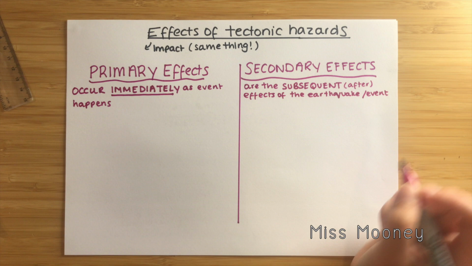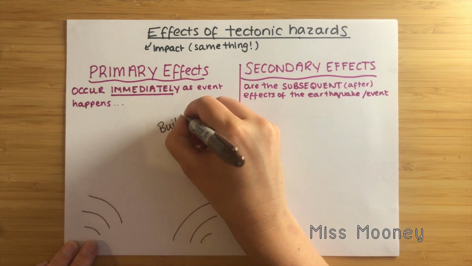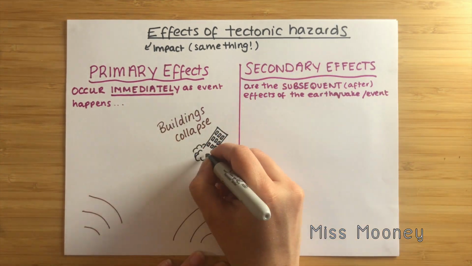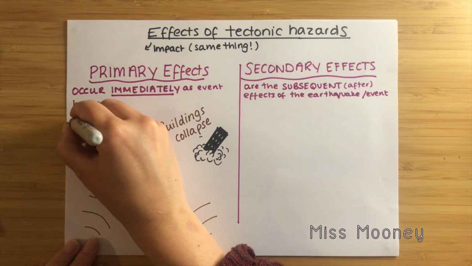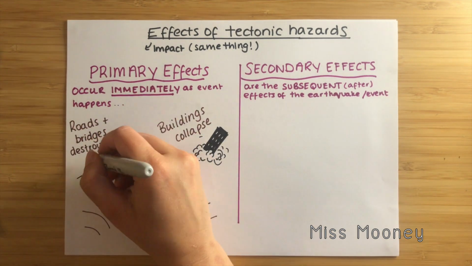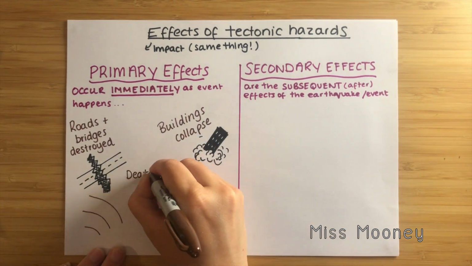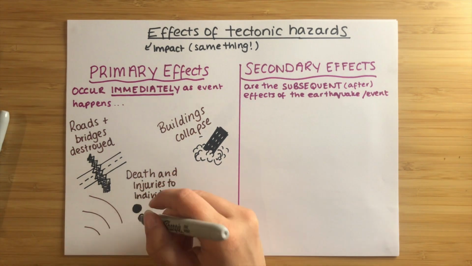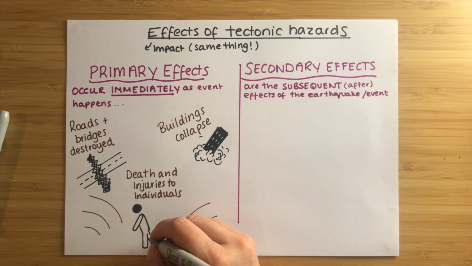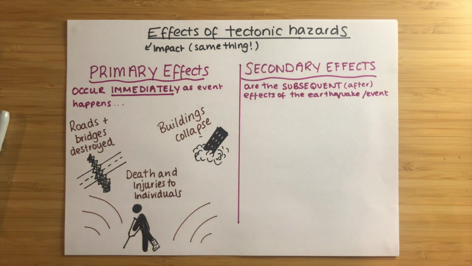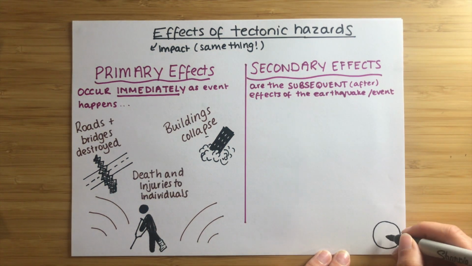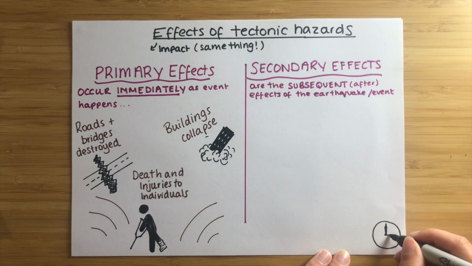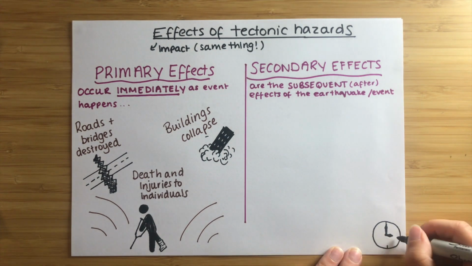So the primary effects that we're going to start off with, things that happen immediately as the earthquake occurs. 3 examples of primary effects are buildings collapsing, roads and bridges being destroyed, and death and injuries to individuals. These deaths and injuries will have been caused by something that occurred during the event, for example being injured by a falling building.